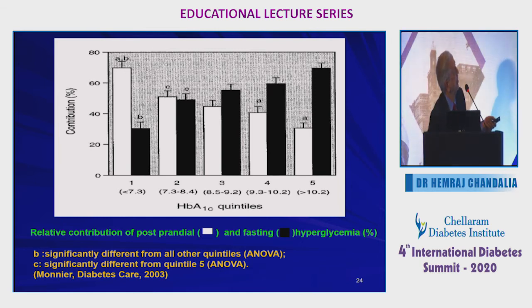And if you want to see that, this is very interesting work, very often quoted in all meetings, by Monnier. And there what he showed is that when you come from a very high A1C of 10 to about 7.3 or less than 7.3, here the major contributor is the fasting blood glucose. But as you go down, the major contributor is prandial glucose.